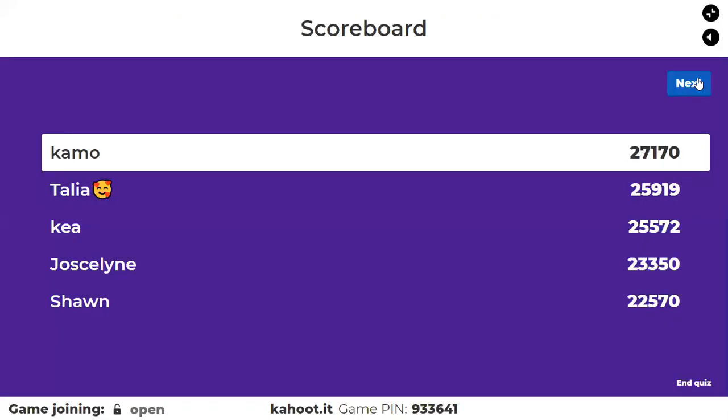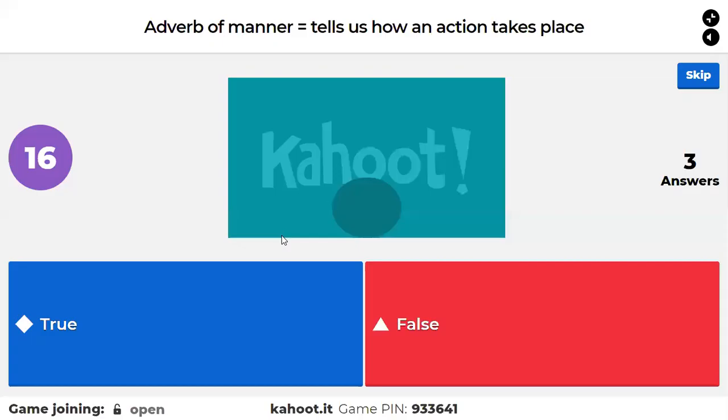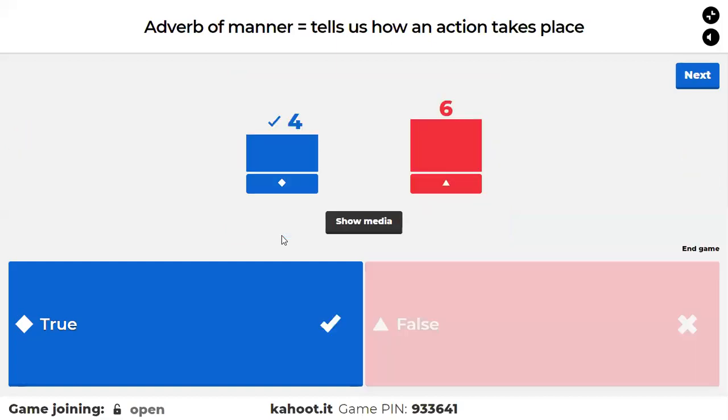Okay, next one. True or false? An adverb of manner tells us how an action takes place. Is that blue true or red false? That is true. An adverb of manner tells us how an action takes place.